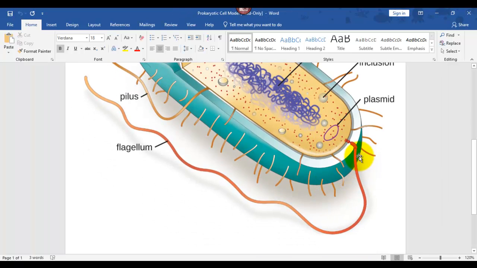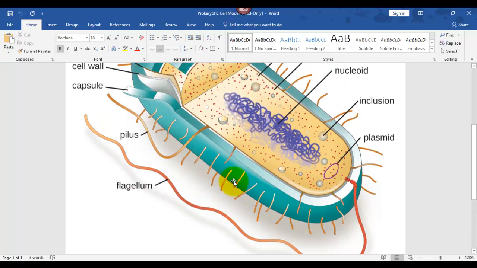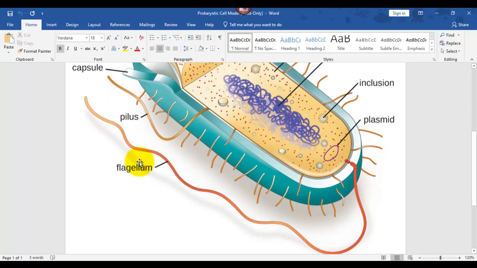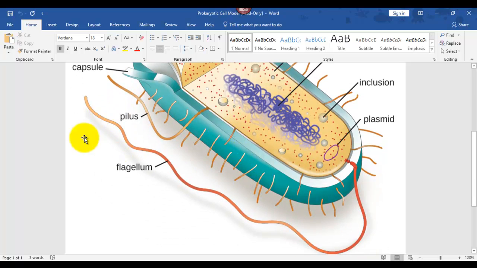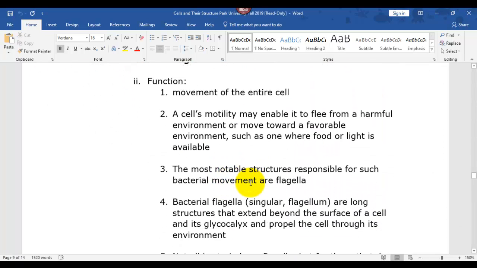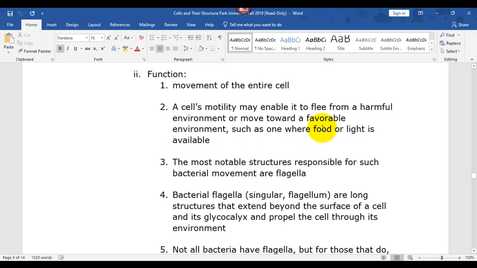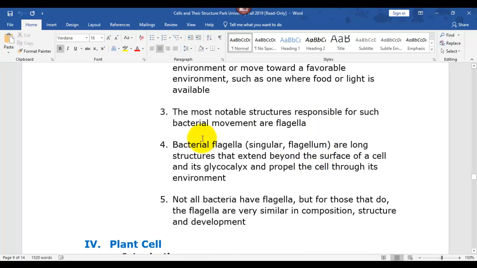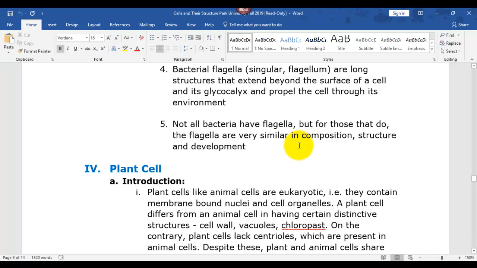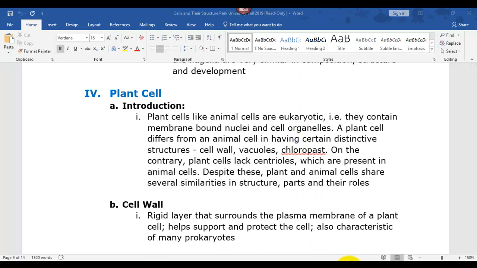Flagella, same thing, move the entire cell. Sometimes they can have multiple. This one has one. These are called pili here, or fimbriae. But that whole flagellum, and they can have multiple flagella around the entire cell as well. So movement of the entire cell allows it to escape harmful environments. Bacteria have flagella. They can have singular ones or multiple ones, and some do not.